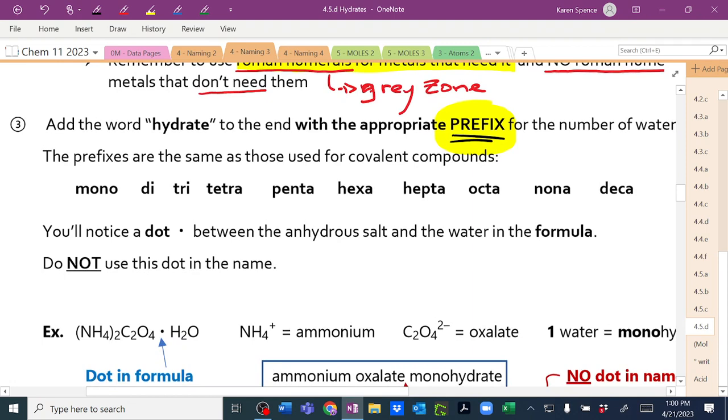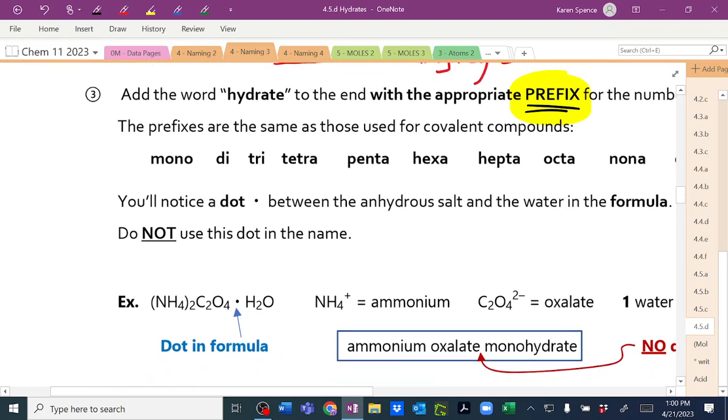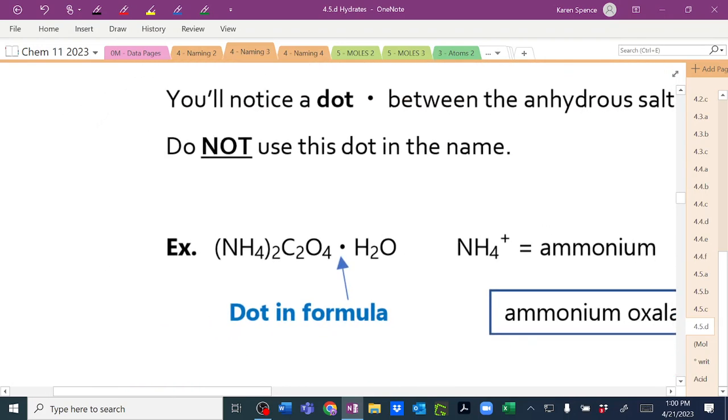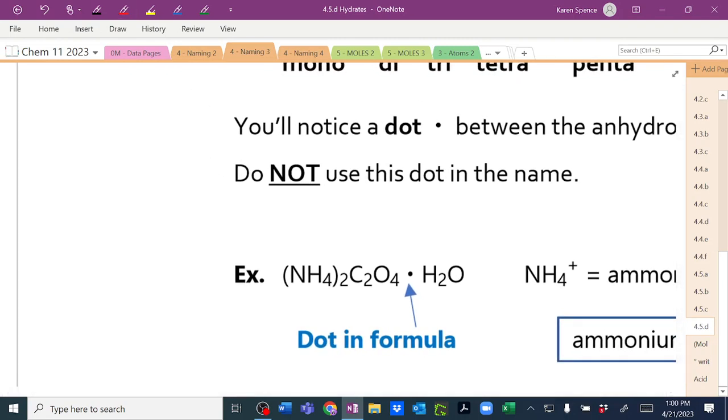So let's take a look at this formula here, okay? And I like this one because it's got a lot of letters in it. And sometimes that confuses people, so I want to make sure we've done an example like this. So many capital letters in this name, yes?